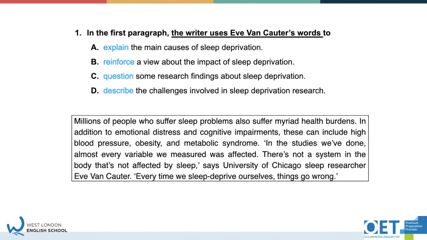So our answer here, it's not A, it's not explaining the main causes of sleep deprivation, because there's nothing actually here about the causes of why people are sleep deprived. If we look at option C, question some research findings. Now, the only thing that's mentioned about the research findings is the quote where it says, in the studies we've done, almost every variable we measured was affected. There's nothing there where she's saying, you know, I'm not sure about this. There's no questioning there with it. So it can't be C.